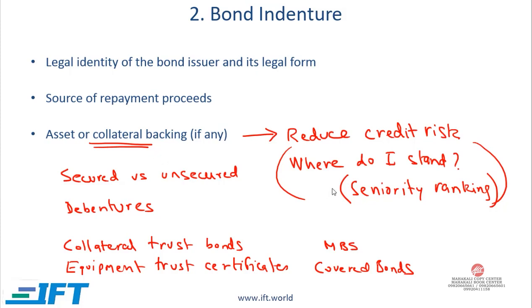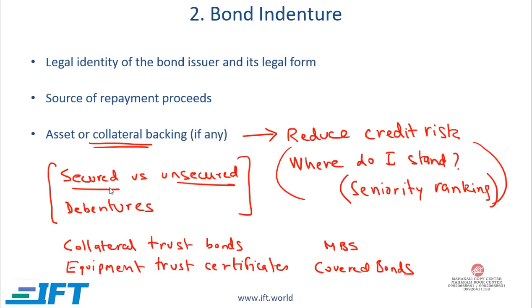So bonds where the claim comes first are called senior bonds, or their ranking is senior relative to bonds where the claim comes later. Some other terminology that you need to understand is shown over here: secured versus unsecured bonds.